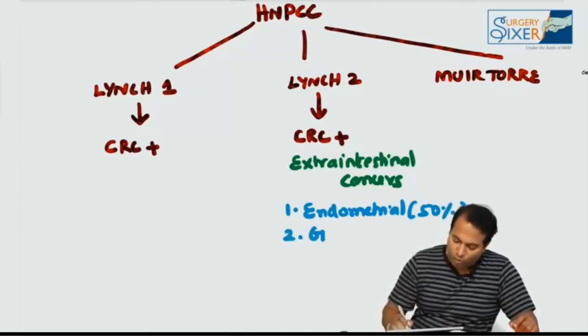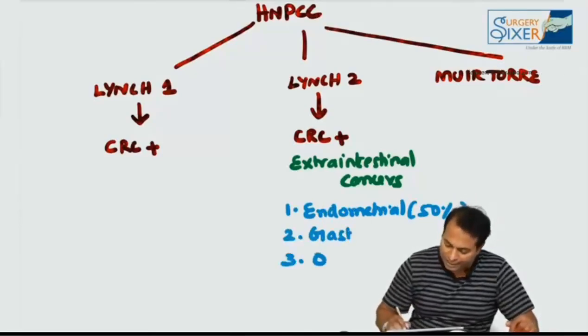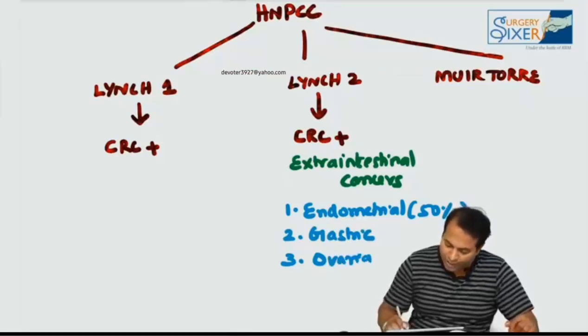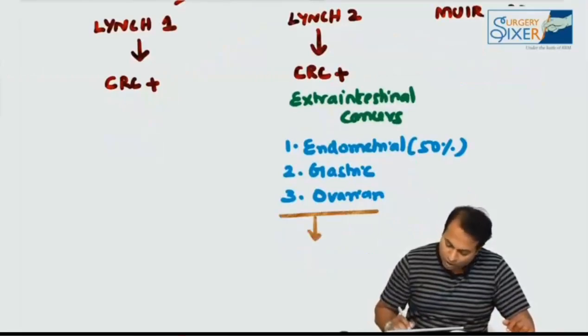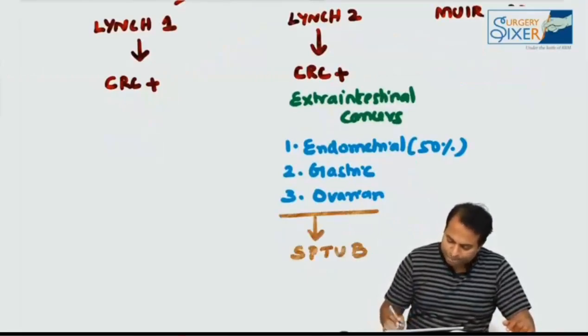Remember the mnemonic EGO. E for endometrial first, second gastric cancer is associated with Lynch 2, then comes ovarian cancer. So this is the order: endometrial, gastric, ovarian. EGO is the mnemonic for extraintestinal cancers. Not only EGO, there are also other cancers like SP TUB. Special TUB, remember like SP TUB.